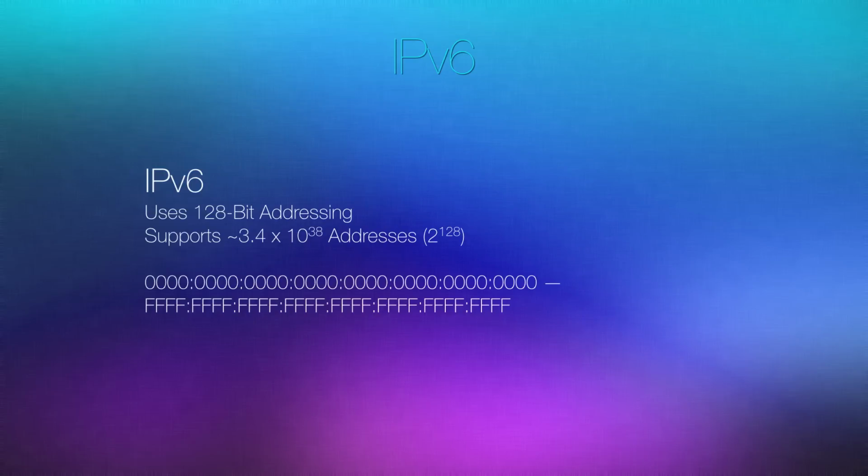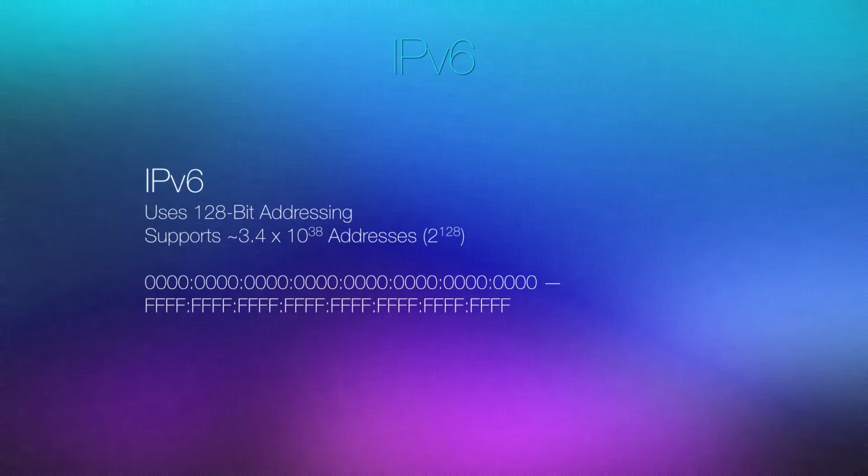IPv6 uses 128-bit addressing. So some people may think, well, 128 is only 4 times bigger than 32. What's the big deal? Well, since we're working with exponents, we're actually working with a ginormous number now. Written in scientific notation, and this is a dumbed-down scientific notation, it's only an approximation, 128-bit addressing can support 3.4 times 10 to the 38th addresses.